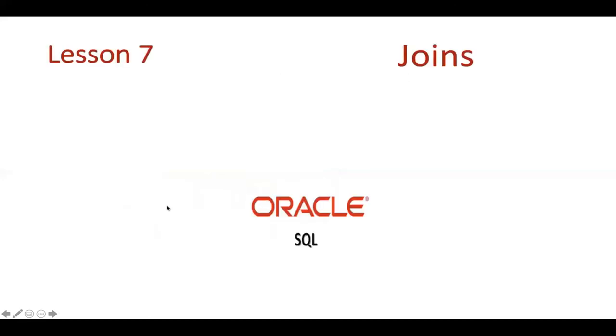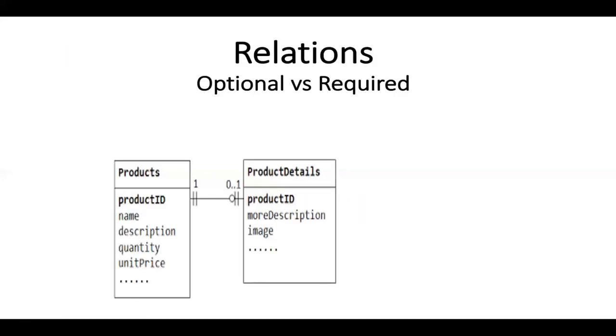Now there is something called a self-relationship. What happens is a table is related to itself. For example, the employee table has a manager ID, and the manager is also an employee. So the manager ID is related to the employee ID. You got what I'm trying to say? So basically that is called a self-relation, the table related to itself.